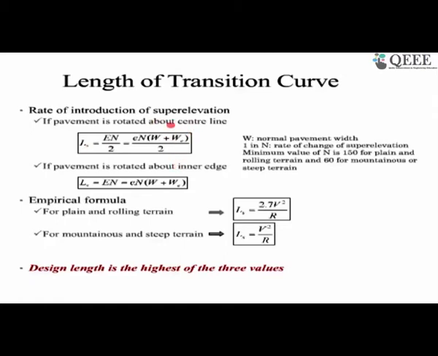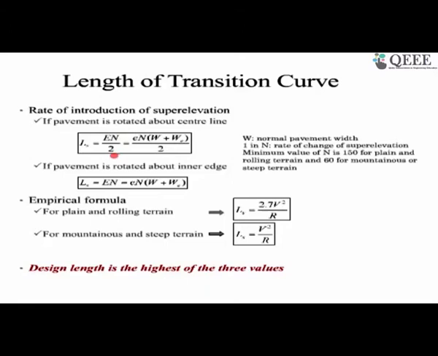You can either rotate it based on the central line, or you can rotate it based on the inner edge. If you are rotating it based on the central line, you need half of the length, because one side is going down and another side is going up. It is actually attaining it at twice the rate. So this is why you need half of the length.